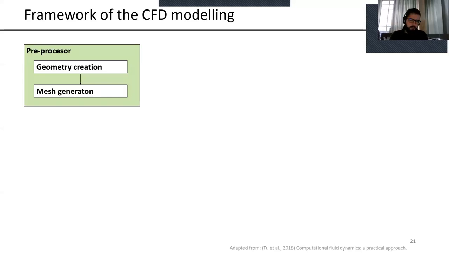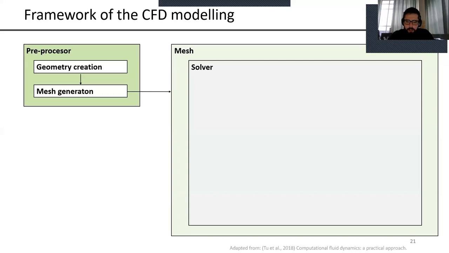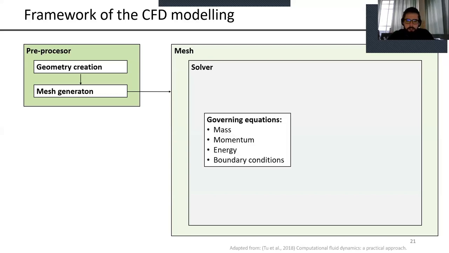in the preprocessor, which can be a separate software or the same software, depending on the software. In case of ANSYS, the preprocessor is outside of the solver, and in case of COMSOL, it's incorporated in it. But in the preprocessor, we create the geometry and we generate the mesh. Then this mesh is a foundation for incorporation of the solver, which contains the governing equations, so the mechanisms in which the change is gonna happen.